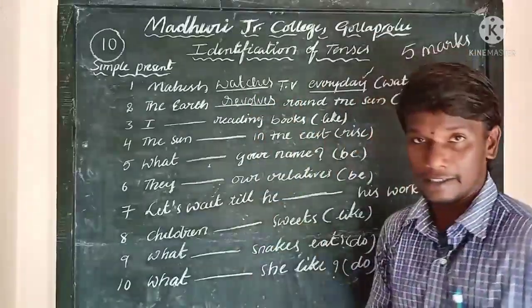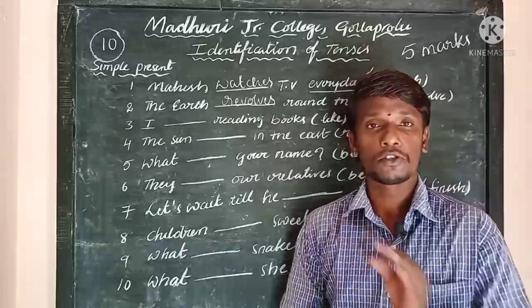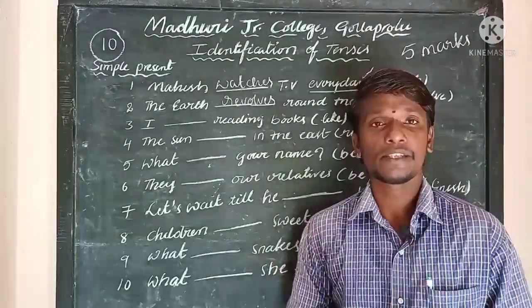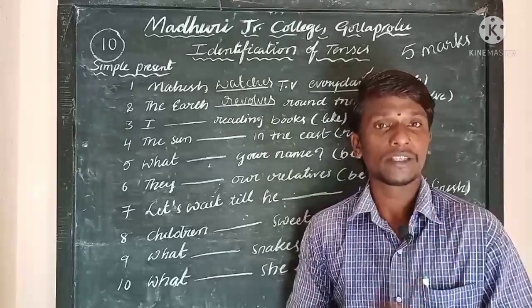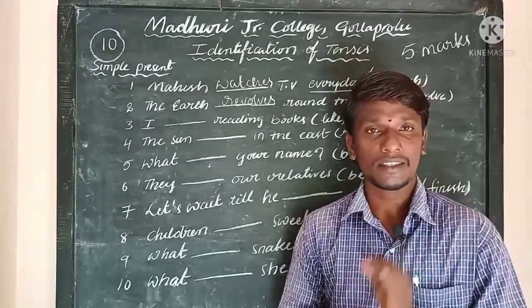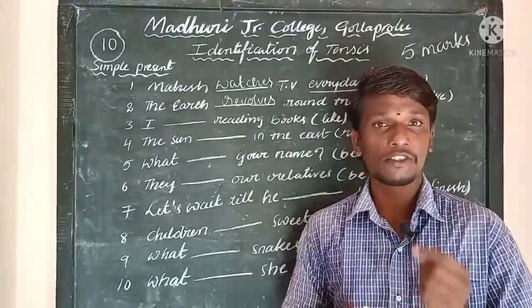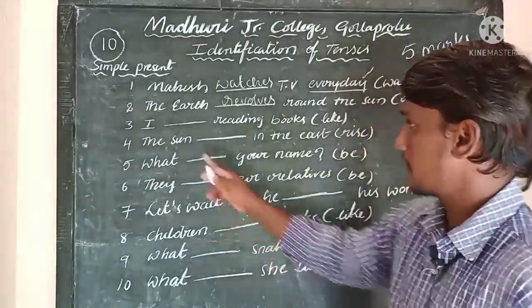So we should add es, but a student should not add es or s to all the verbs. It is based on the subject. If the subject is third person singular, then automatically you should write s or es to the given verb. Right?